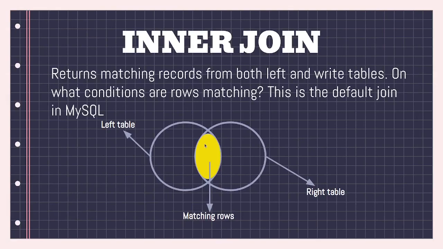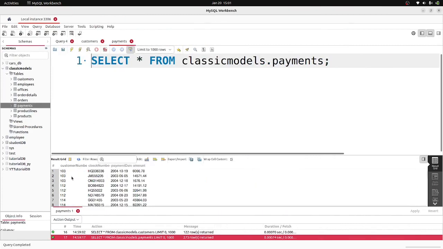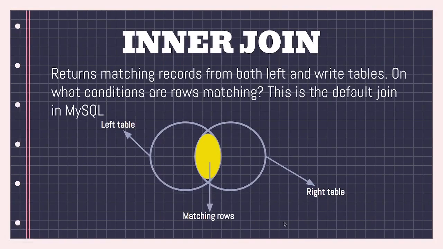So it will match the data based on those two columns. Let's say for example, I go here, it will merge one or three records in the customer table to one or three records in the payments table. That's basically it, and that's what an inner join is. This is the default join in MySQL. So if you just say join, by default you're referring to an inner join.